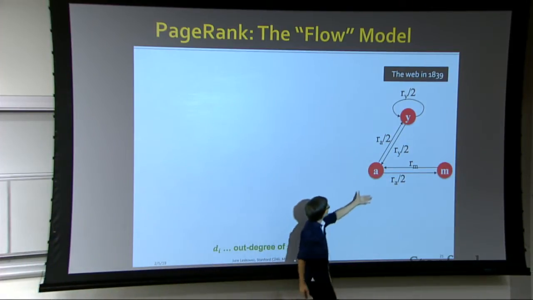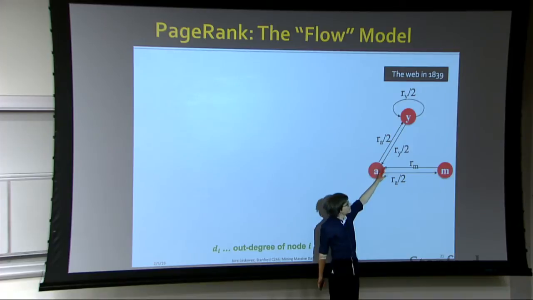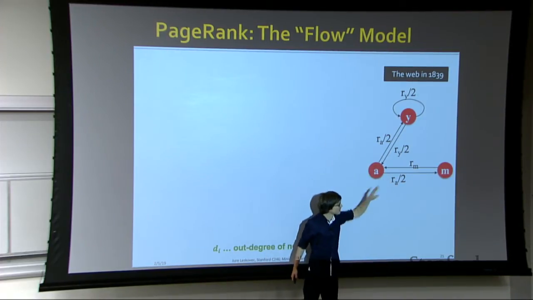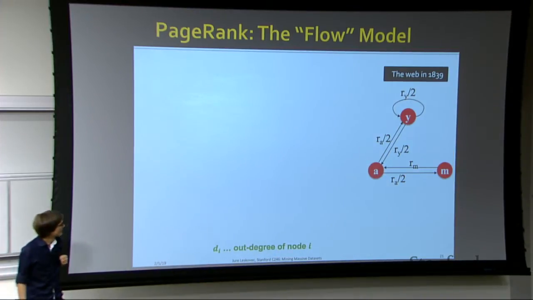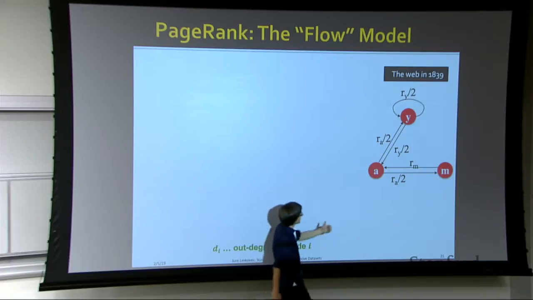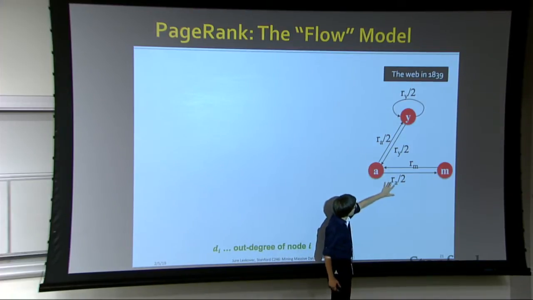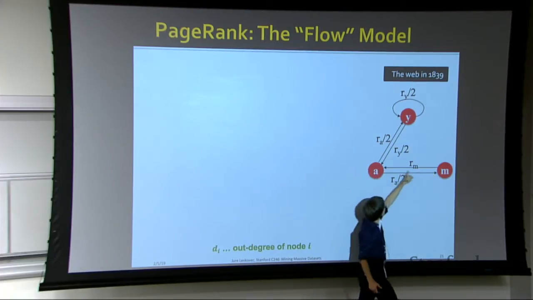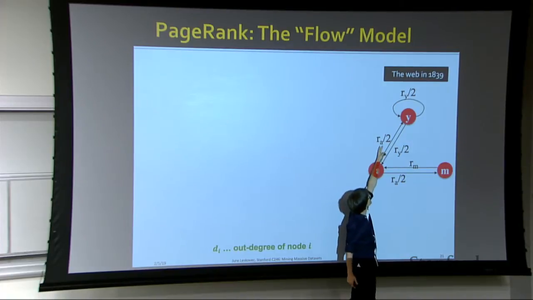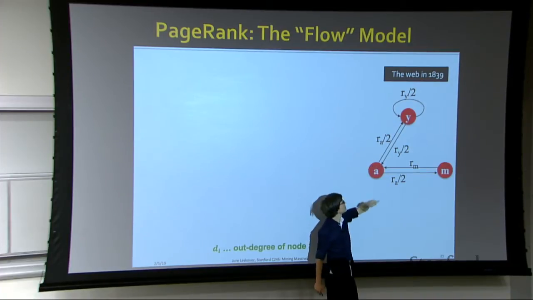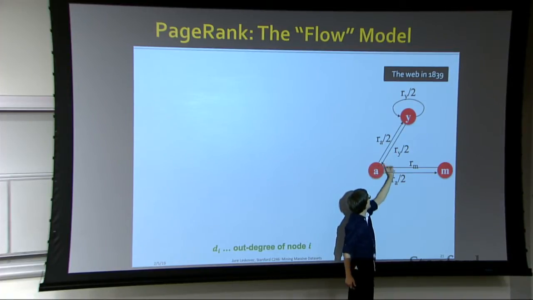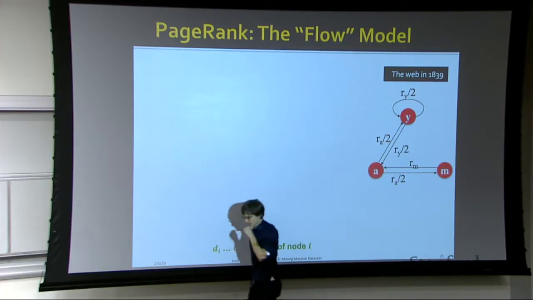Here is my graph of the web from 1800 when the web was very small, and I have these 3 different websites and how they link to each other. The way you can think of this is that node A gives half of its importance to node M and the other half to node Y. And then node Y has a self loop, so half of the importance of Y stays with itself and the other half is sent to node A.